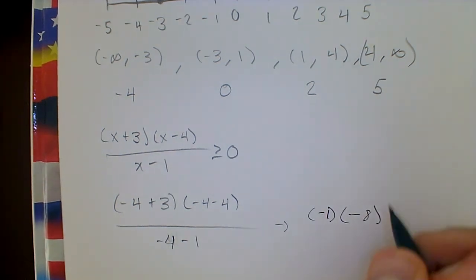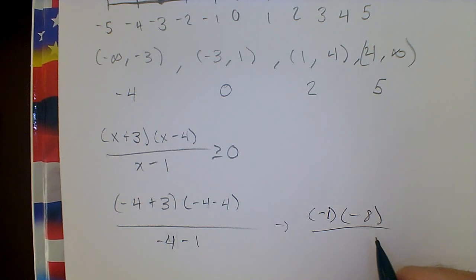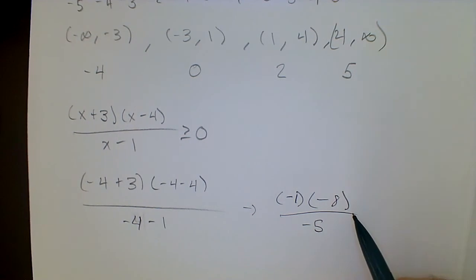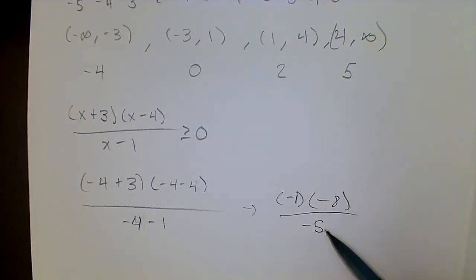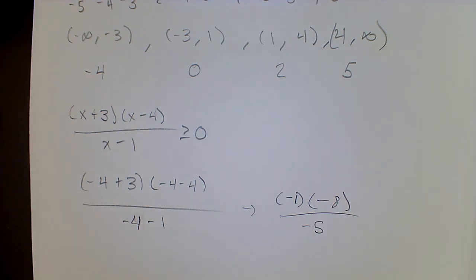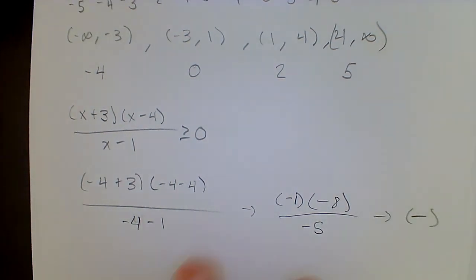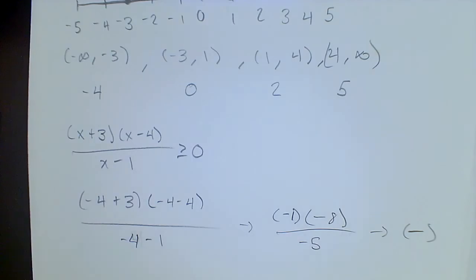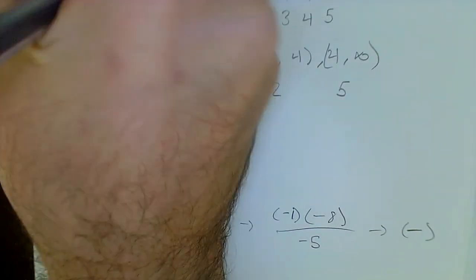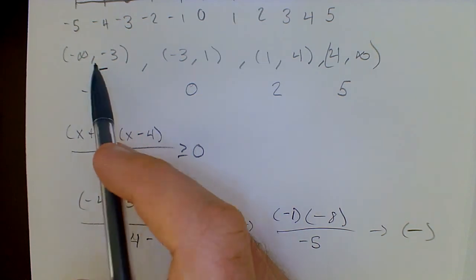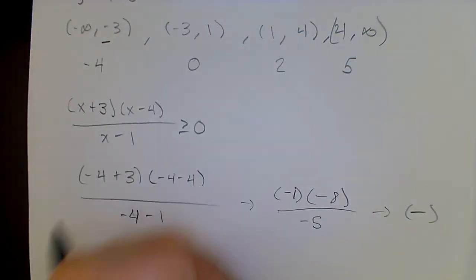So here, I'll write the numbers in for now. Negative 1 times negative 8 over negative 5. Okay, so think about this. We don't really need to compute what this number is, even though it's just positive 8 over 5. We just need to know if it's positive or negative, right? So we have 3 negative signs. 3 negative signs is the same thing as just a negative number, some negative number. Okay, so this one up here by our first interval, I'm going to put a little minus sign.